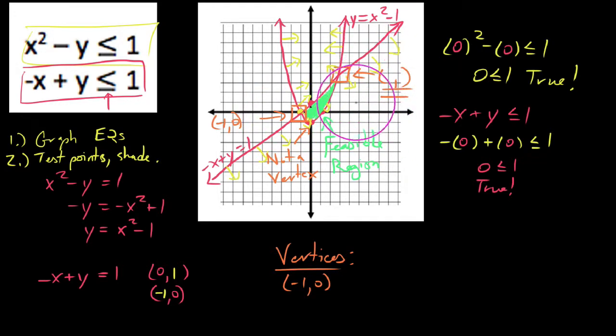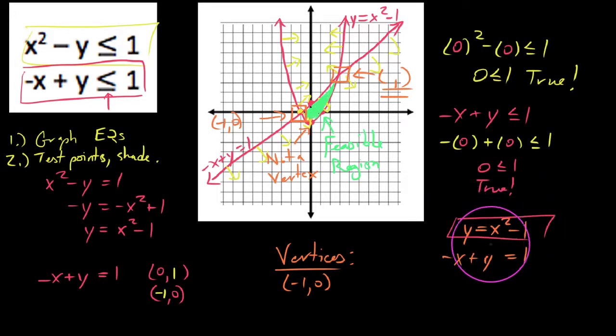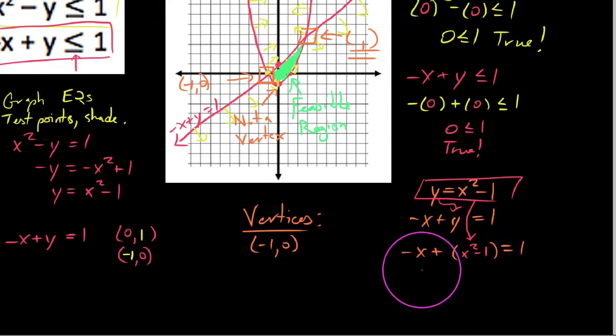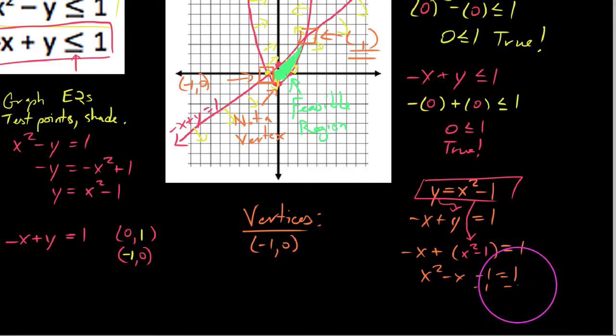So what we'll do is solve a system of equations. We'll find the points at which the 2 graphs intersect. Our equations in the first place were, and I'll use the modified first equation, y equals x squared minus 1, and negative x plus y equals 1. I suppose we could do the substitution method here, plugging this in for y. So we get negative x plus (x squared minus 1) equals 1. We get x squared minus x minus 1 equals 1. If we subtract 1 from both sides, we end up with x squared minus x minus 2 equals 0.